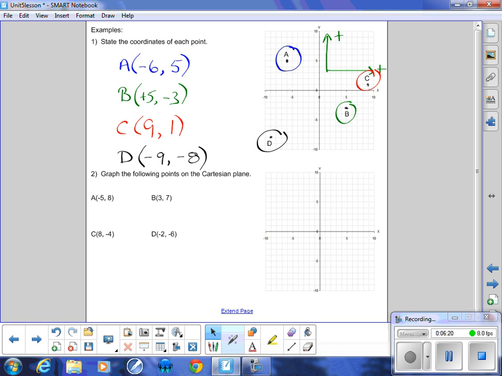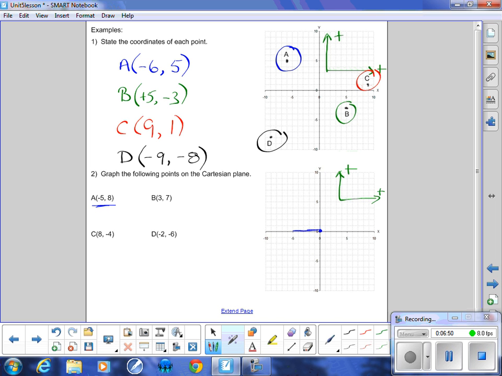So the other types of questions you're going to be asked is to go ahead and graph these points on the Cartesian plane. So let's start with the first one. I'll do it in blue. So point A is located at negative 5 and 8. So I always start at my origin and negative 5. So again, like I said before, off the start here, I'm going to put which directions are positive. So negative 5. So 1, 2, 3, 4, 5.